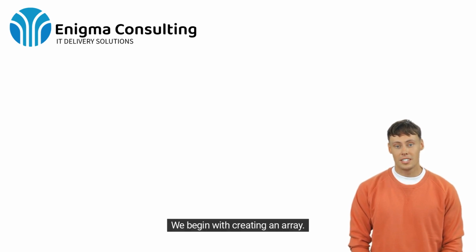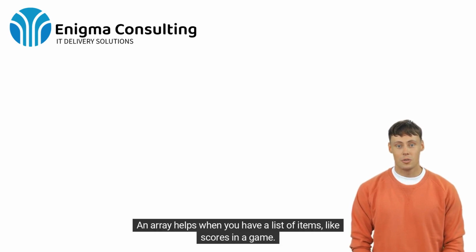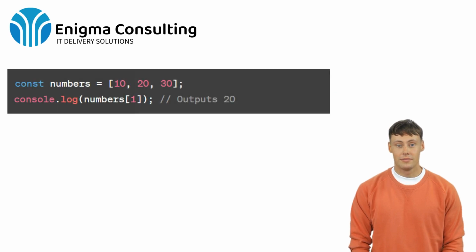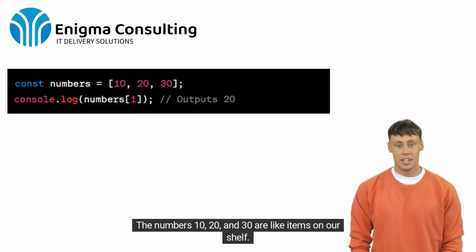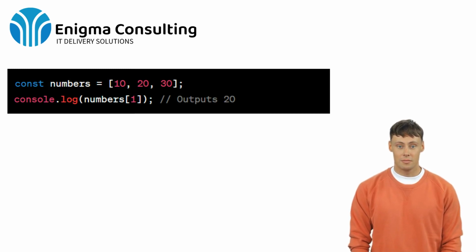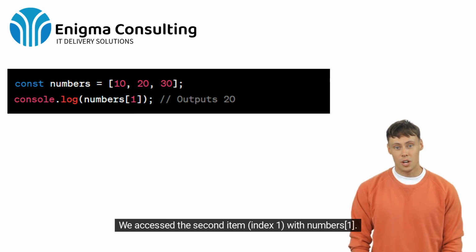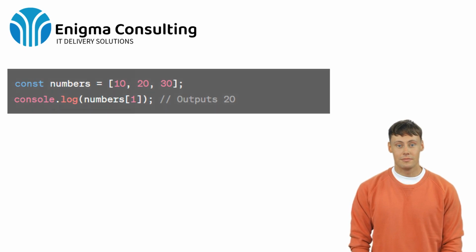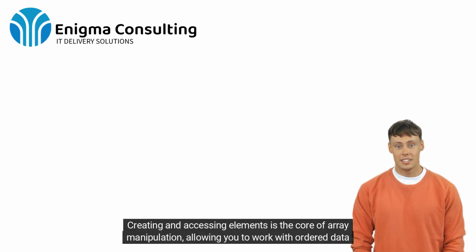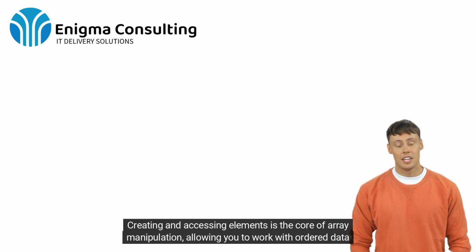We begin with creating an array. An array helps when you have a list of items, like scores in a game. Numbers is our array. The numbers 10, 20, and 30 are like items on our shelf. We access the second item, index 1, with numbers[1]. I'll pause here so you can review. Creating and accessing elements is the core of array manipulation, allowing you to work with ordered data efficiently.